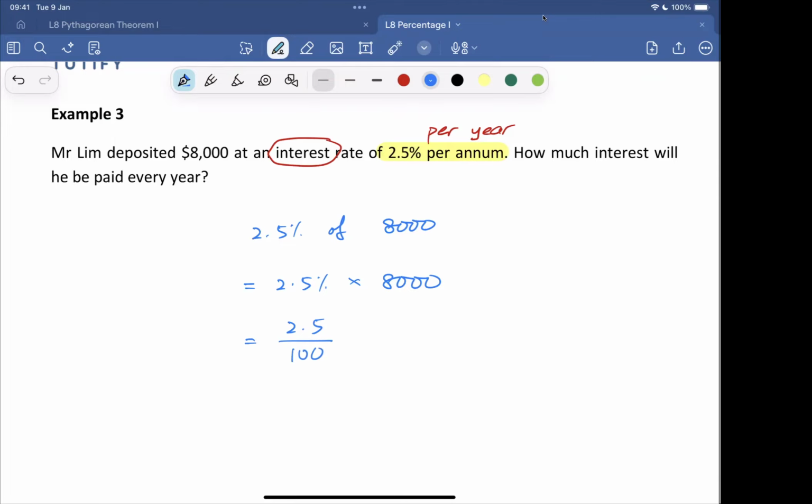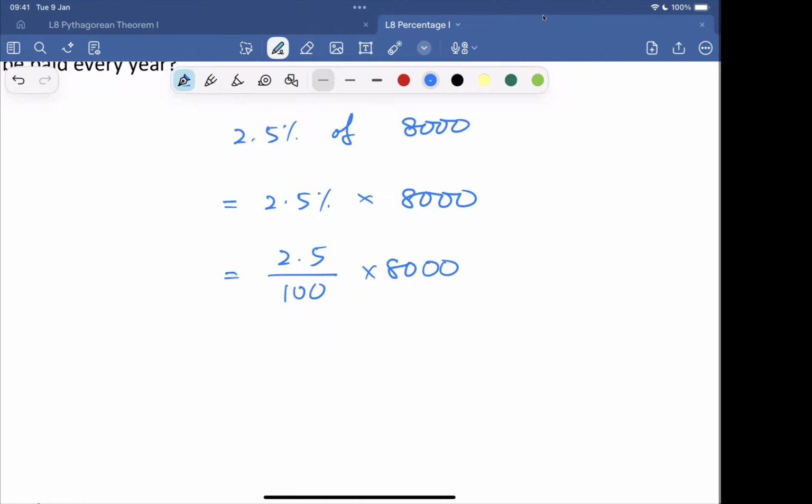Yeah. Now, do you like to work with decimals? Yeah. You like decimals, huh? Okay, fine, you like decimals. So let's simplify the fraction. You see there are two zeros over here. What can I do? Cancel them out. Now you have 2.5 times 80.